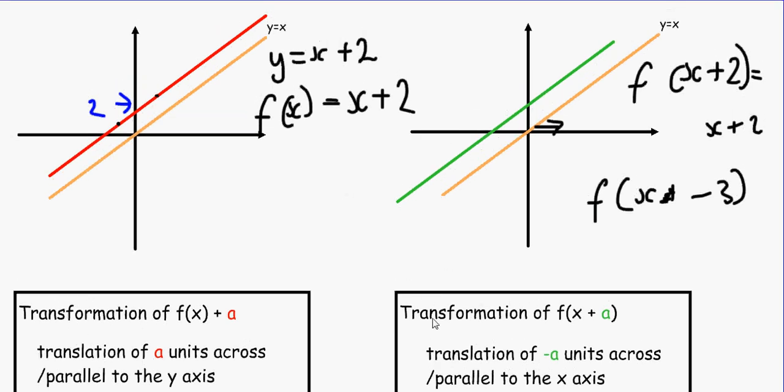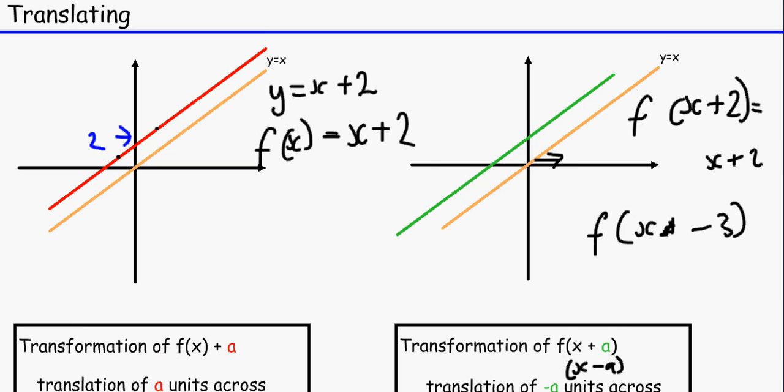And the transformation of f of x plus a, with the a in brackets, means a translation of minus a units across, or parallel to, the x-axis. Remember, if this is f of x minus a, the translation will be plus a.